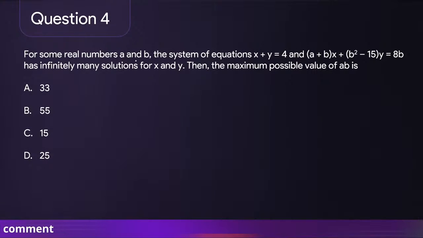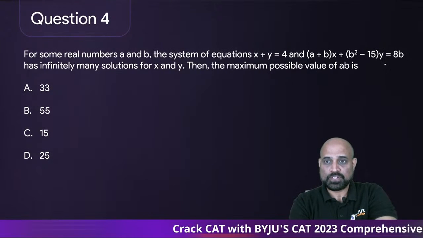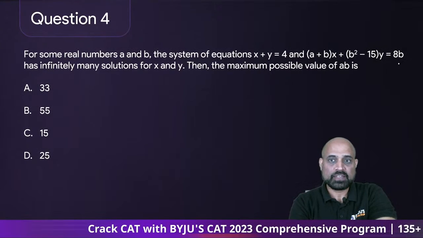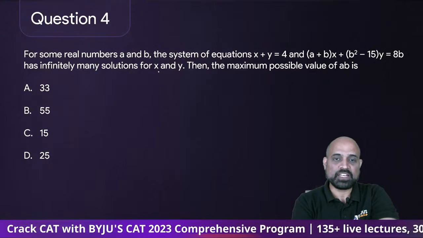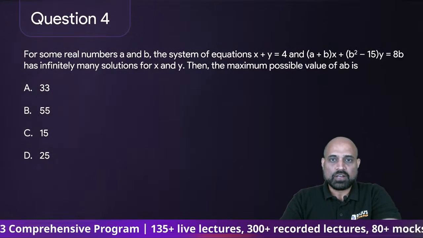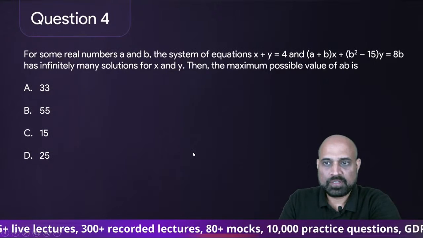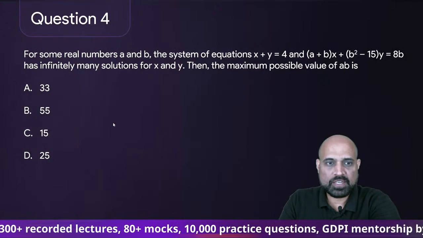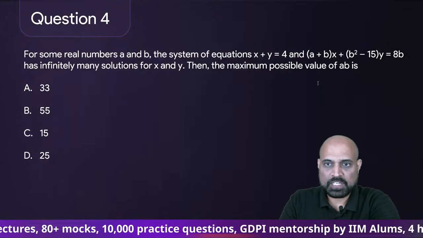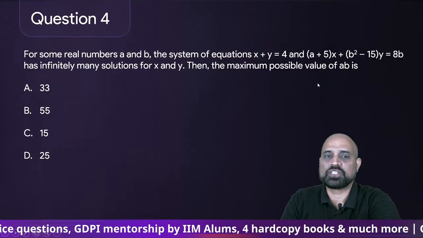Next question. For some real numbers a and b, the system of equations x plus y is equal to 4 and (a plus b) into x plus (b square minus 15) y is equal to 8b has infinitely many solutions for x and y. Find the maximum possible value of ab. Hold on. This is actually a plus 5 and b square minus 15 and is equal to 8b. So there is a typo there.